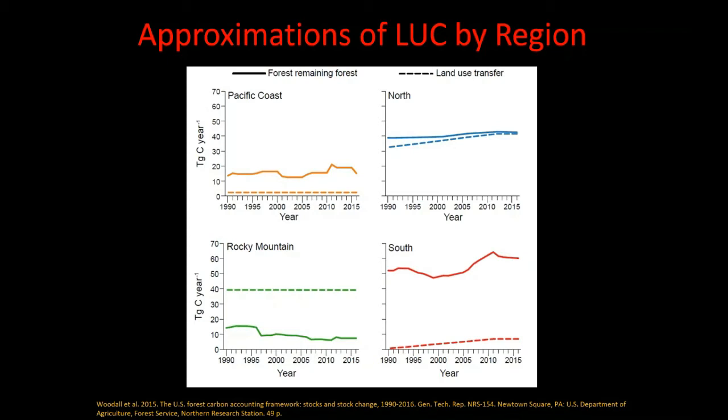Forest remaining forest is carbon that's remained in the forest. And then land use transfer. So that's carbon coming in from other land uses to forest. As I said, in the U.S., that's typically agricultural areas becoming forest once again. So in the north, we've had forest growing. So you have forest remaining forest accruing carbon. And we've had a lot of land use transfer. That's where we've probably had the most amount of agricultural land transferring into forest.